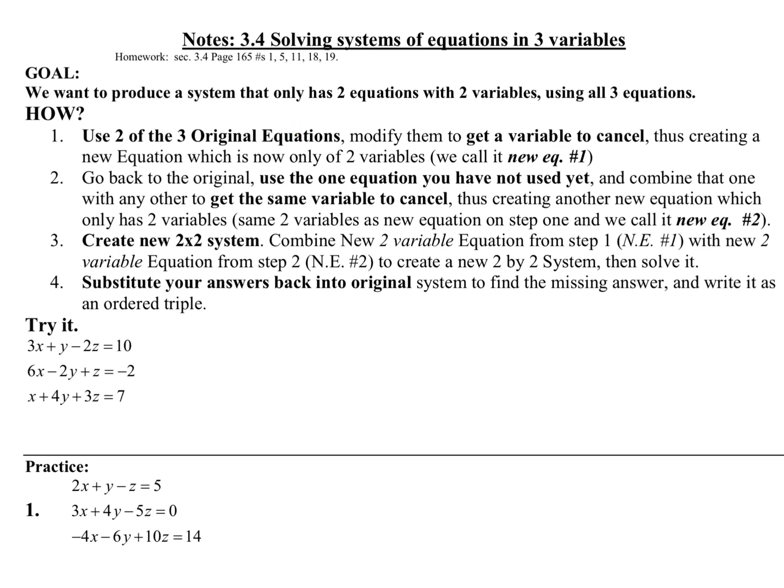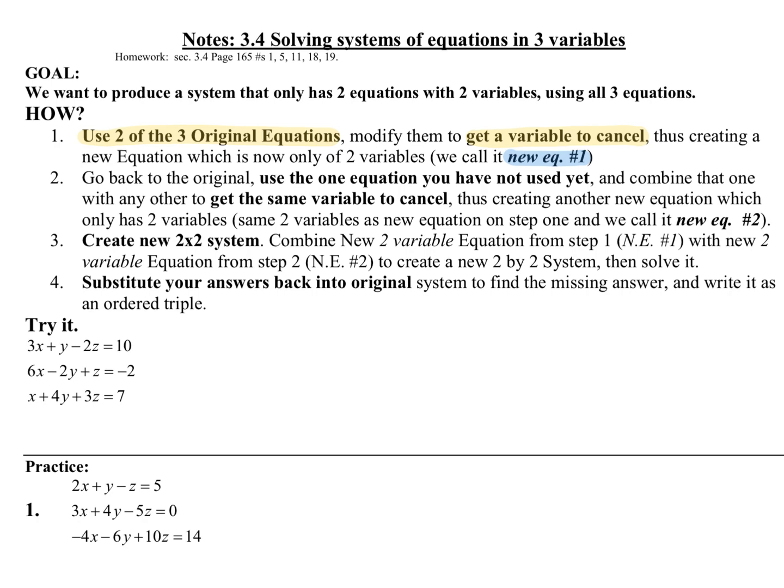So let me highlight this. It's already in bold. I want to use two of the three original equations, and what I want to do is modify them to get a variable to cancel. Okay, so I want to pick two equations, and I need to pick a variable to cancel, all right? And when I do that, that's going to produce a new equation that we call new equation number one. So anyways, let's read that first step, and let's apply that first step.